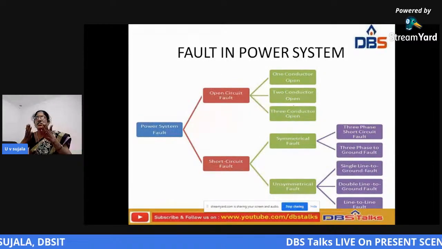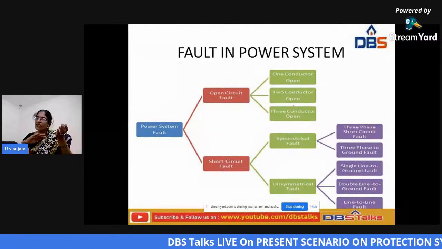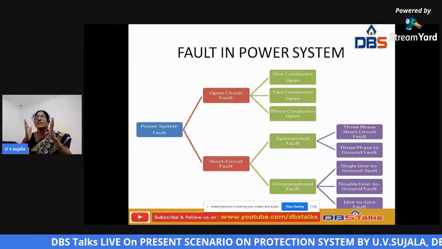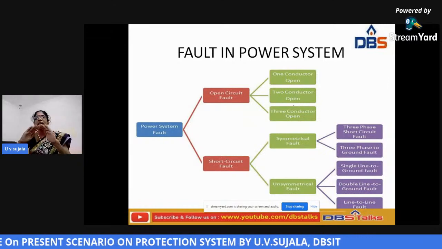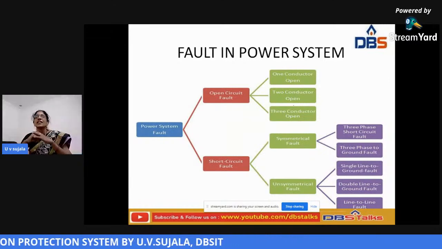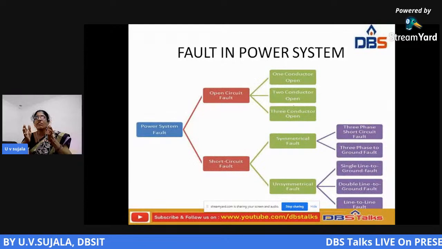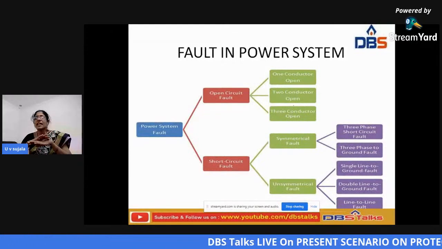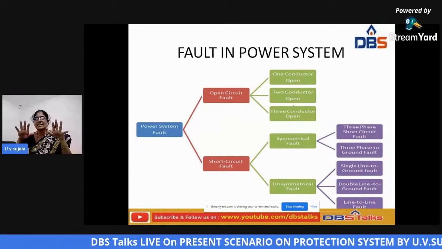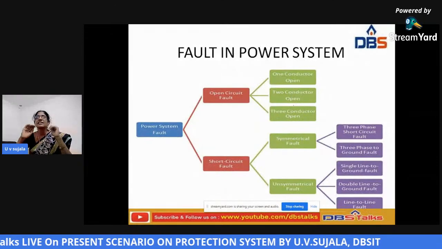So, short circuit faults. There is the symmetrical fault. Symmetrical means it will be balanced, but the current will be more; then it is called a symmetrical fault. Unsymmetrical faults are those where the system is not balanced; that system is called an unsymmetrical fault.